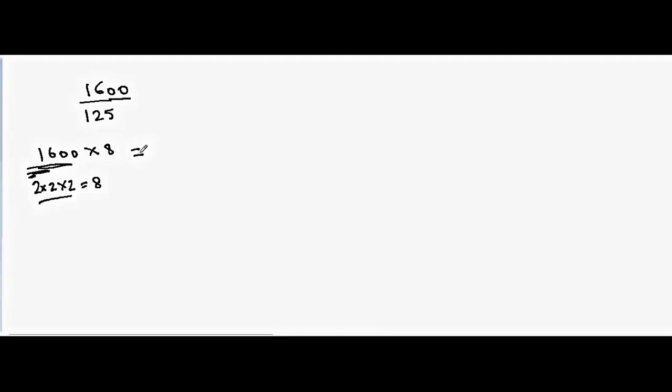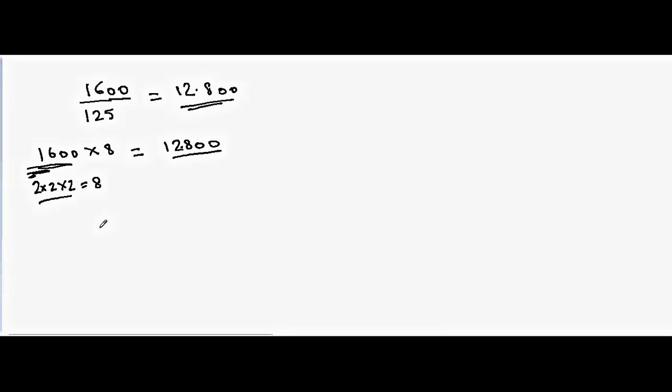So what is 1600 into 8? It's easy. 16, we already know 16 into 4 is 64, so 16 into 8 is 128, and then we put two zeros in the end, and we put a decimal after three digits, so the answer will be equal to 12.800. This may be a little complicated.